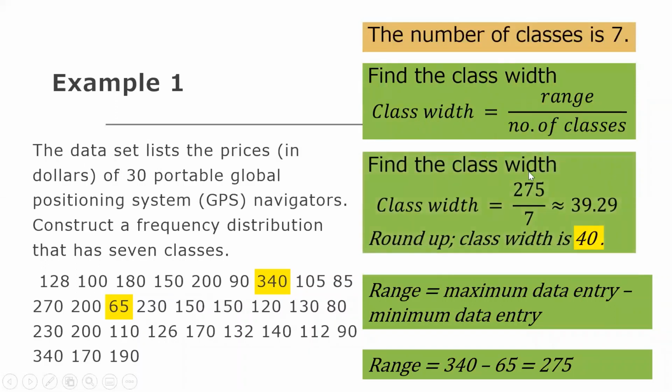So the range is 275 and the number of classes is 7. To find the class width, that is just 275 divided by 7. This is approximately 39.29. So take note, we're going to round up. We're going to add 1 to 39. So 39 plus 1 is 40. So the class width is 40.